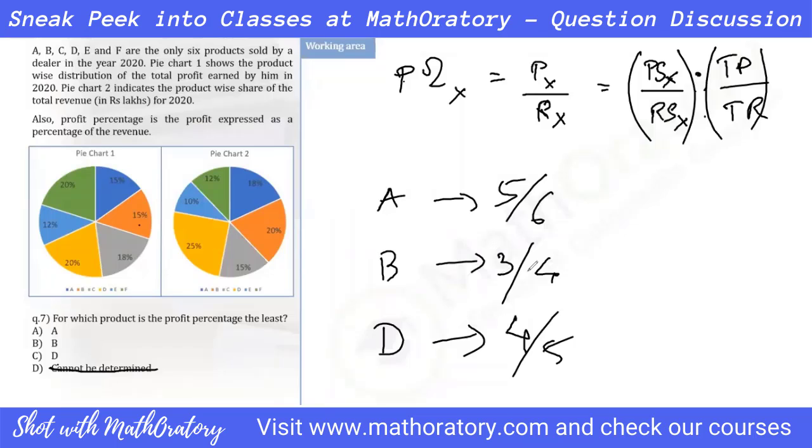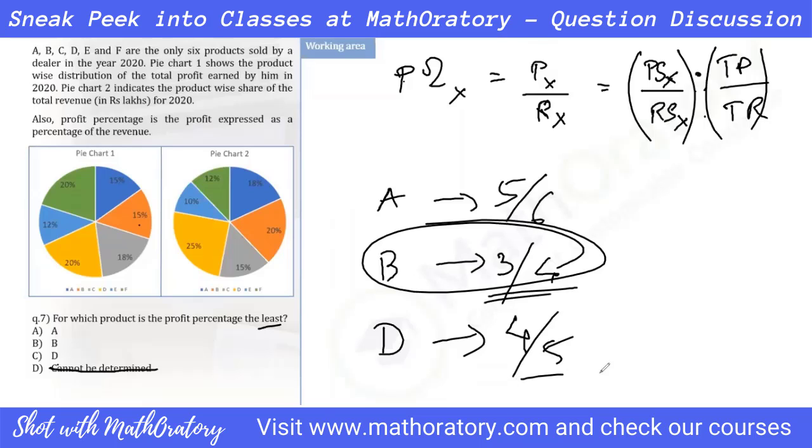So out of these, what are we looking for? Highest, lowest, lowest. So lowest is this B. So that is 3 by 4. You can treat this as a percentage idea or ratio comparison, whichever is preferable to you. Is 75%, is 80%, is 83.33%. So obviously B is the lowest one, right?